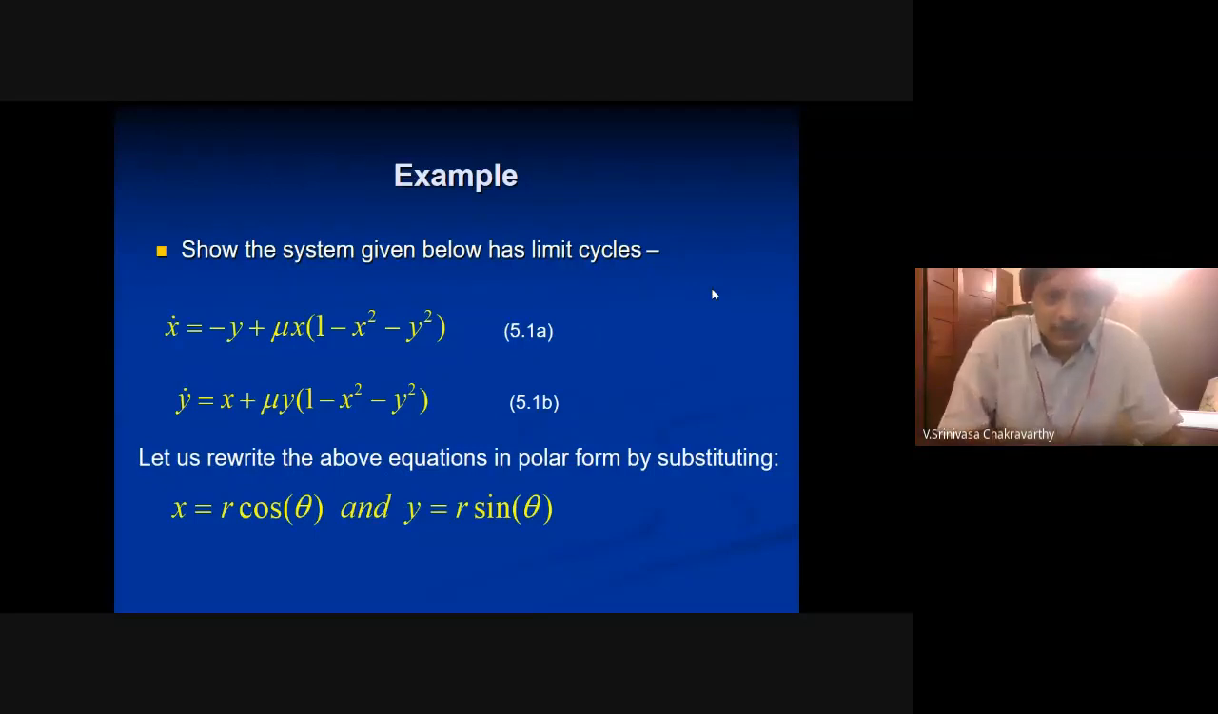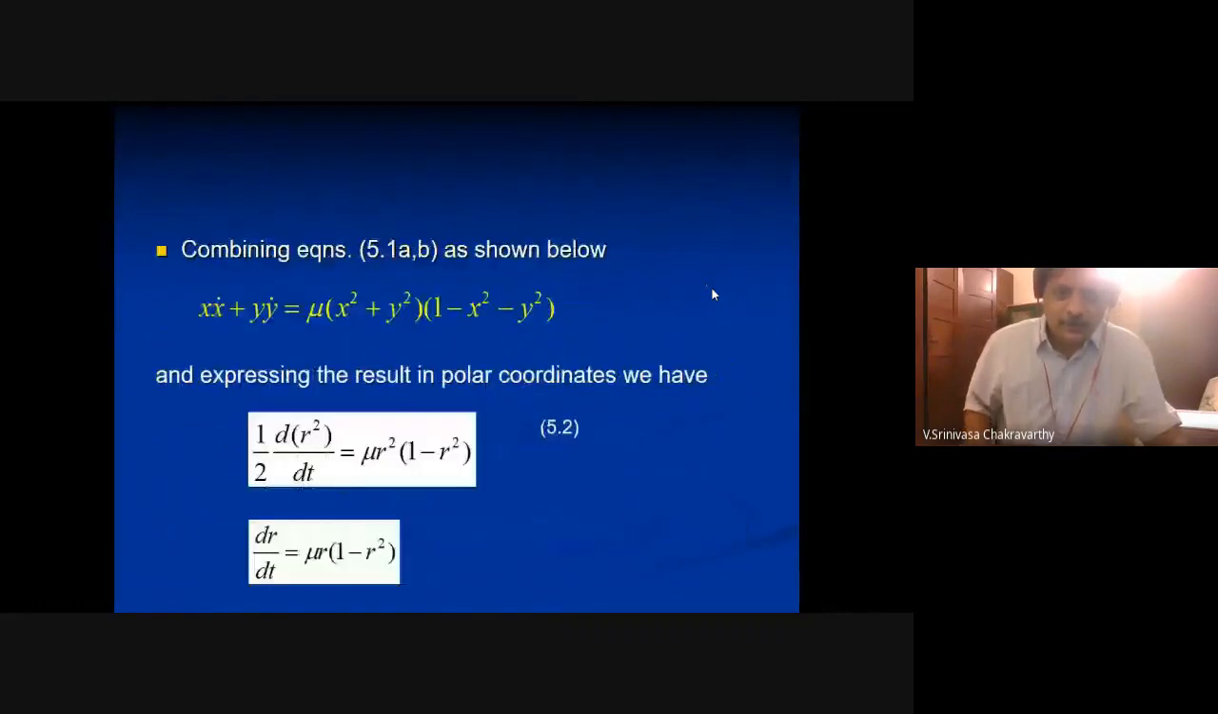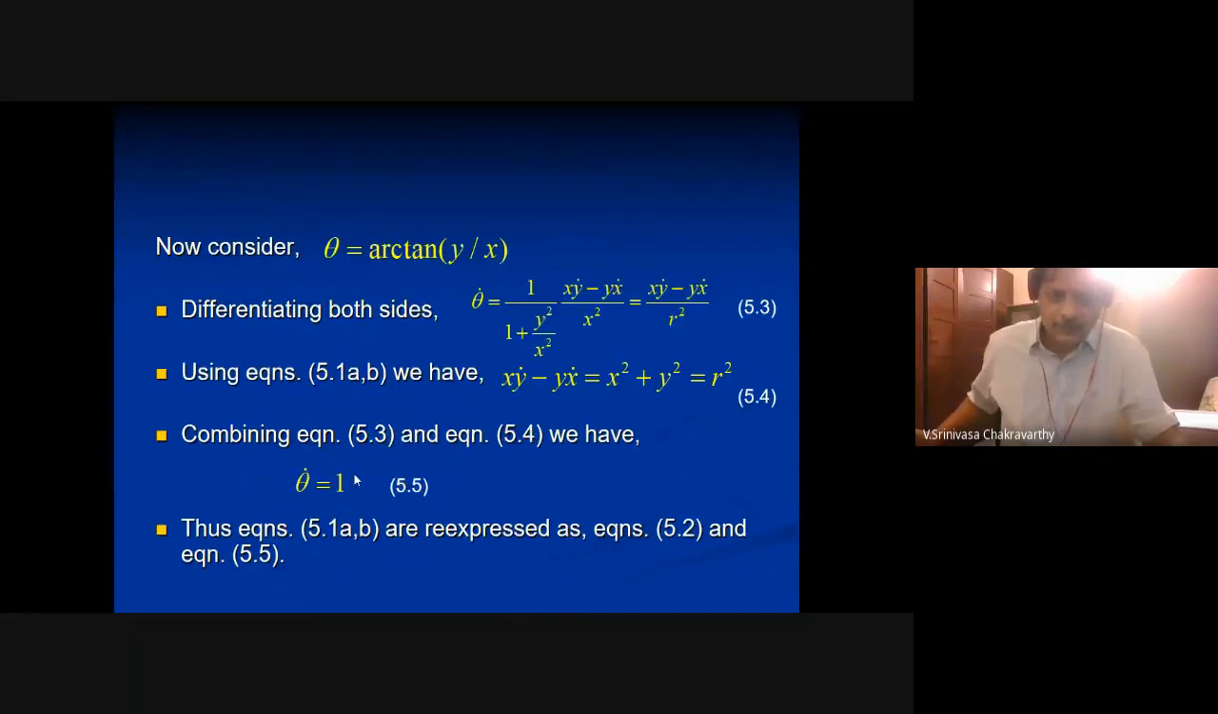We specifically looked at these two equations, x dot equal to that and y dot equal to that, and then we have shown that if you convert this into polar form, you get two equations. One is dr by dt is equal to mu into r into 1 minus r square. So in this equation, r always tends towards 1, whether it starts from less than 1 or greater than 1, it always tends towards 1. And the other equation is theta dot equal to 1.